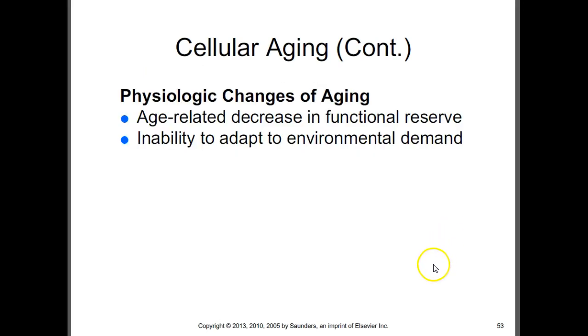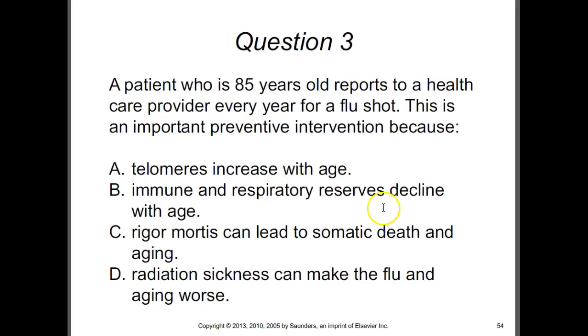So then obviously as we age, our physiological changes also are going to occur. Functional reserve is going to be decreased, with inability to adapt to an environmental demand, and so you're going to have slowed ability to clot the blood, slowed ability to repair tissue, slowed ability to heal wounds, and so on. All right, so question 3, a patient who is 85 years old reports to a healthcare provider every year for a flu shot.